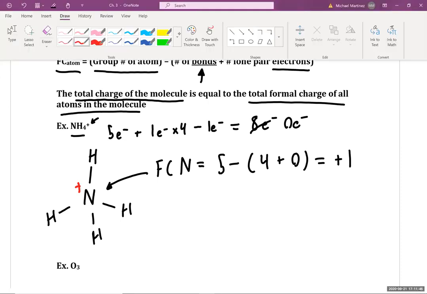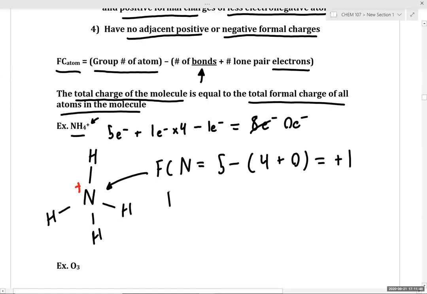We can also calculate the formal charge of carbon. Oh, sorry, formal charge of hydrogen. I'm getting a little ahead of myself here. Carbon is a later example. So let's look at the formal charge of hydrogen. Hydrogen has a group number of 1, and hydrogen has 1 bond, and that gives us a formal charge of 0. Hydrogen will overwhelmingly have a formal charge of 0.